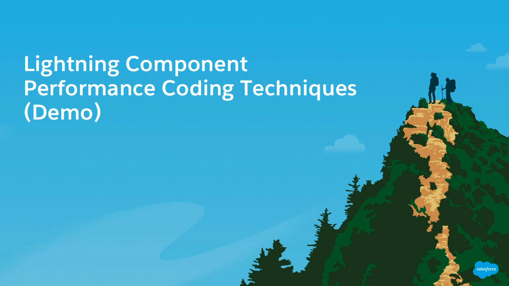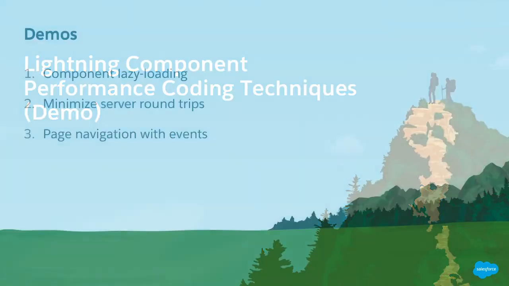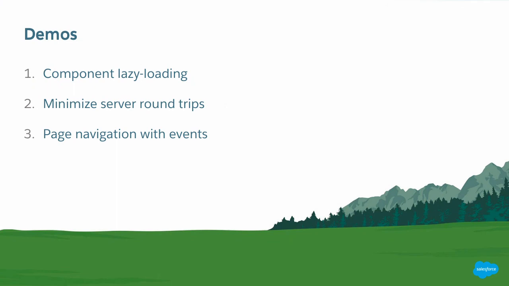So these are Lightning component performance coding techniques. Today, we're going to go through 3 examples. First is component lazy loading, like I mentioned earlier. You don't want to front load all your components to the client. That would impact the first page load time. So you want to lazy load.